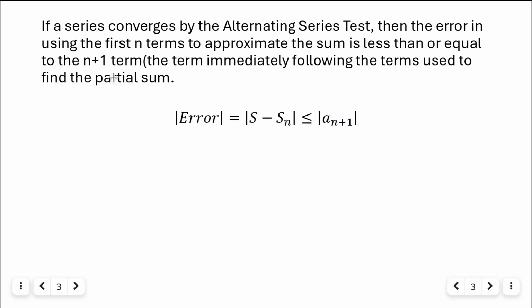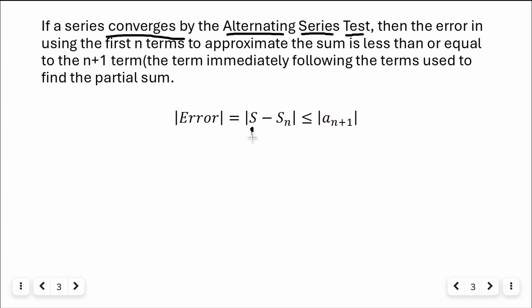So here's how this works. If a series converges by the alternating series test, so the first thing is the series has to converge. If it doesn't converge, if it diverges, well then forget it, right? It can't have a sum because it diverges. So the series has to converge first. Then the error in using the first n terms to approximate the sum is less than or equal to the n plus first term, meaning the term immediately following the terms used to find the partial sum. Okay, so here's the math behind this, and then we're going to talk about what this all means in just a minute with some numbers.